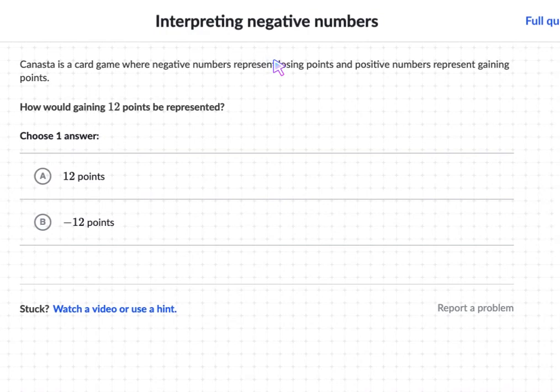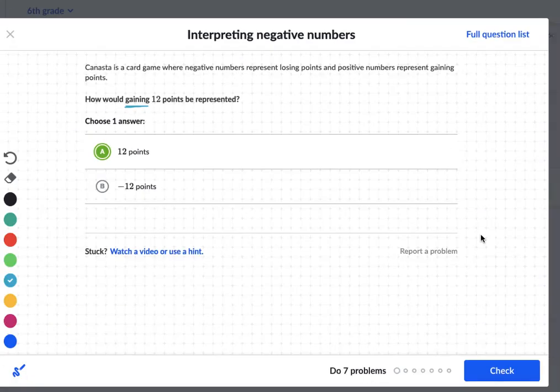So they want to know, how would gaining 12 points be represented? Would that be 12 points or would that be negative 12 points? Pause the video and try it on your own. If you said, since it's gaining, that it was positive 12 points, then you are correct because you are adding 12 points to your score.